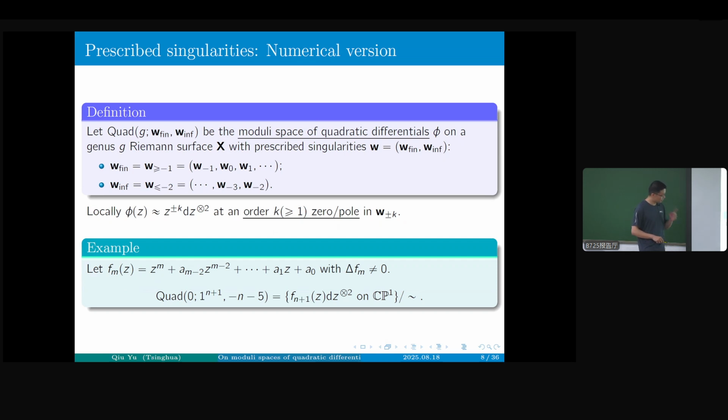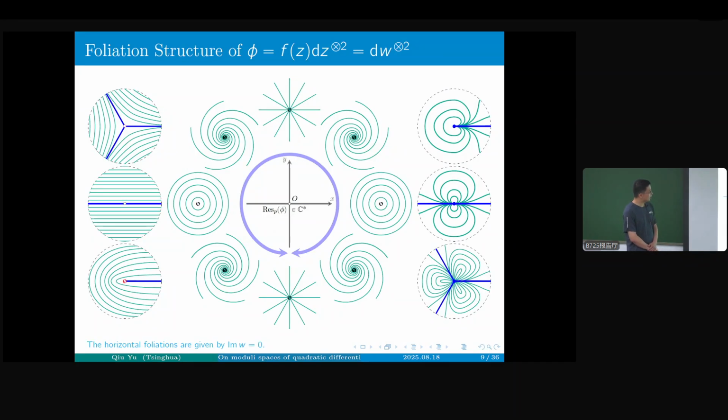So in genus 0, basically this space is more or less the moduli space of, say, a fixed degree polynomial with non-vanishing discriminant. And the most important structure of a quadratic differential is the foliation structure. In fact, a quadratic differential on a Riemann surface is equivalent to a measured foliation. But here we only draw the foliation.